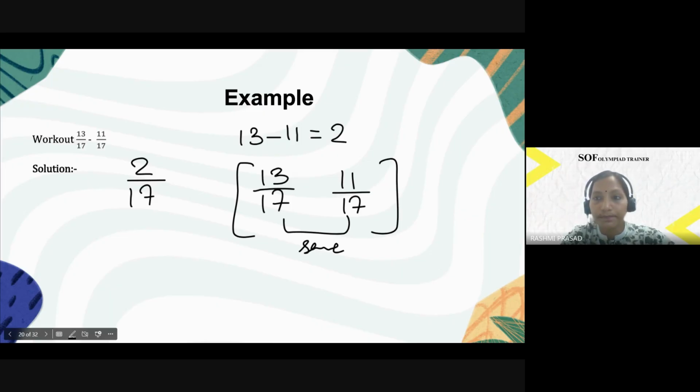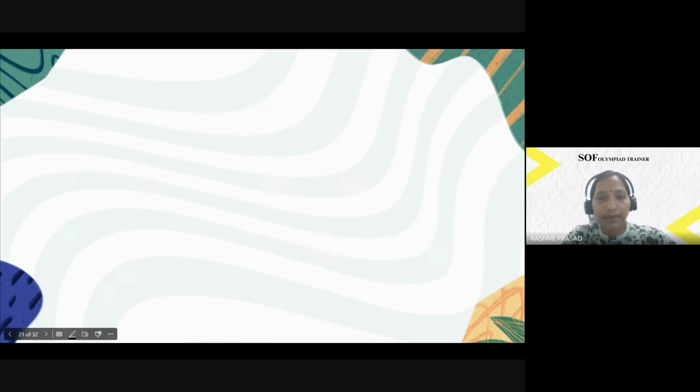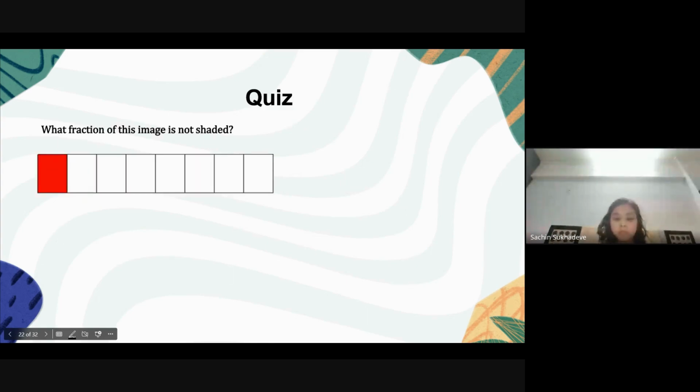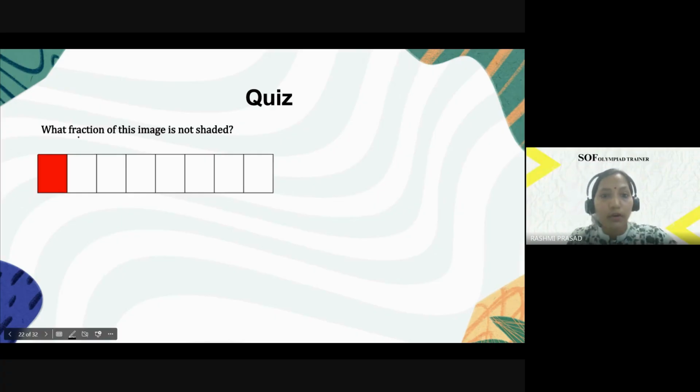We are all good? Okay. Yes, ma'am. Okay. Next, it's quiz time. What fraction of this image is not shaded? It says not shaded. Tell me in the chat box. What fraction is not shaded?